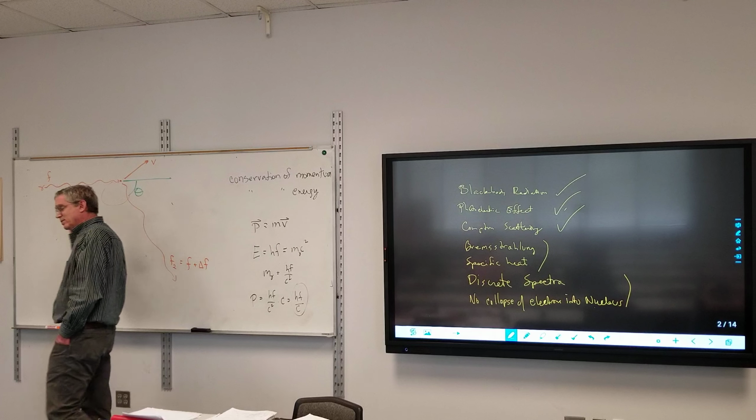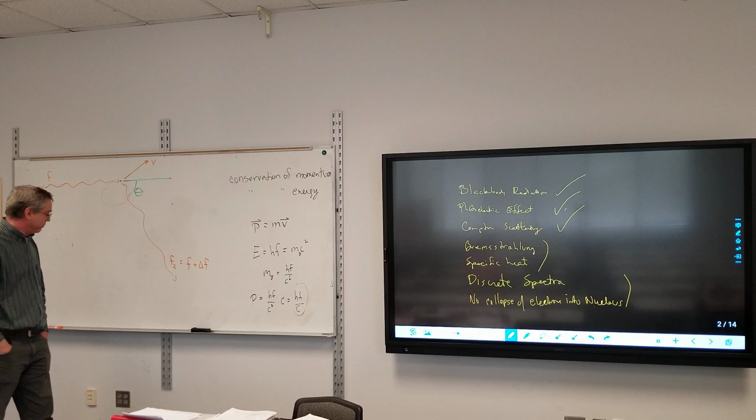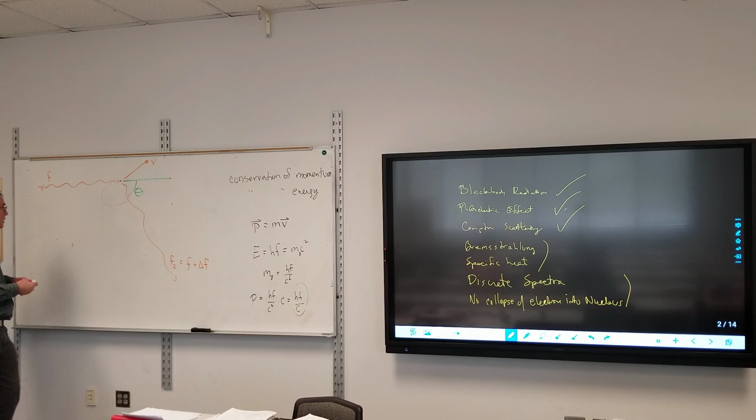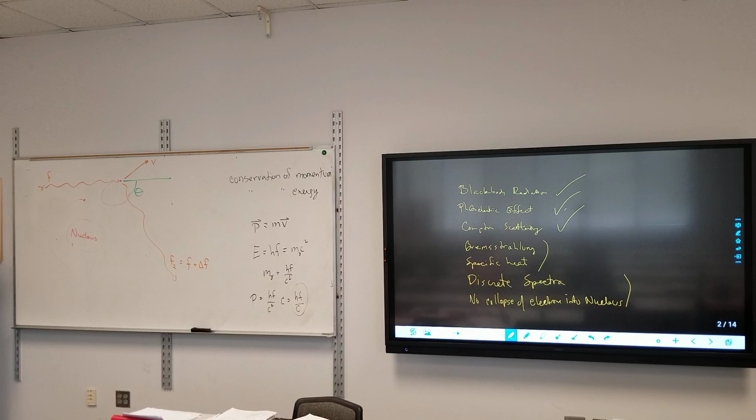As we discussed, electromagnetic waves have energy depending upon the frequency. So if I have a nucleus here and an electron zipping around like that, it should be giving off radiation. Well, if the electron's giving off radiation, what should the electron be doing?